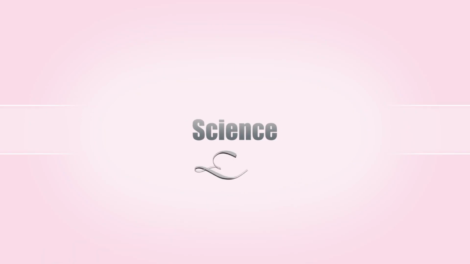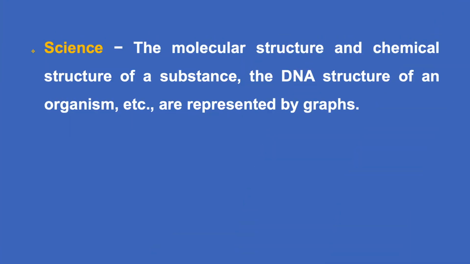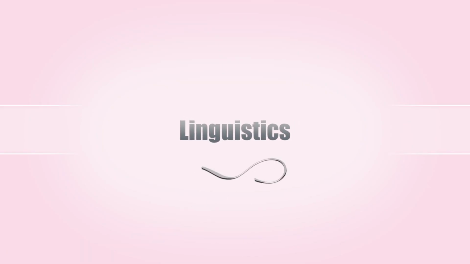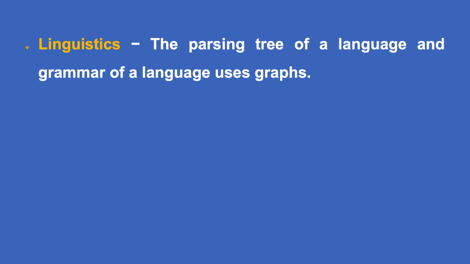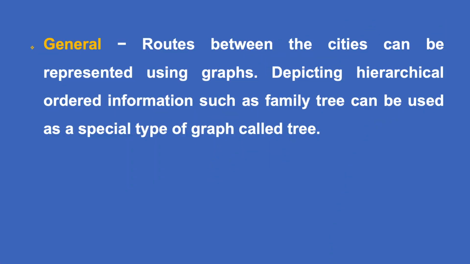In science, the molecular structure and chemical structure of a substance, the DNA structure of an organism, etc. are represented by graphs. In linguistics, the parsing tree of a language and the grammar of a language use graphs. In general, the routes between cities can be represented using graphs. Hierarchical ordered information such as a family tree can be depicted as a special type of graph called a tree.